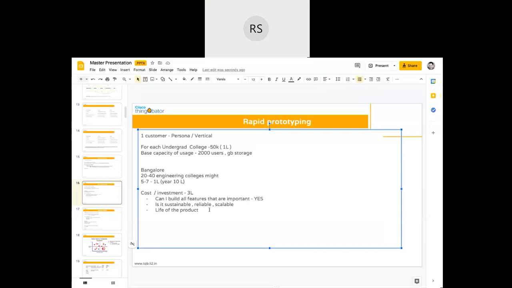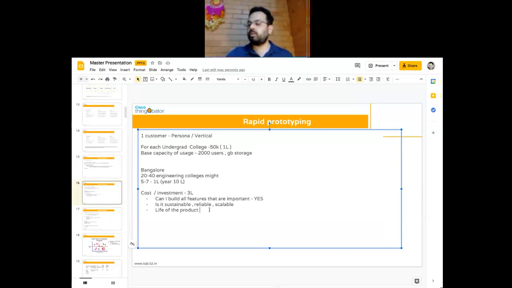You need to determine that. If you're putting that software, or whatever solution it is, is it going to be for 1 year or say 3 years? 1 to 3 years is the viability of the product. What I mean by sustainable is very clear: it should work with that database, with that student user base and everything for that 1 to 3 years. It's reliable, so obviously it doesn't crash for 3 years.